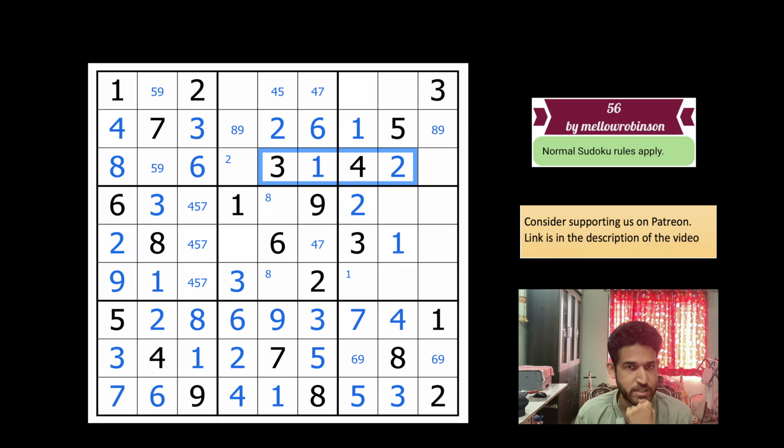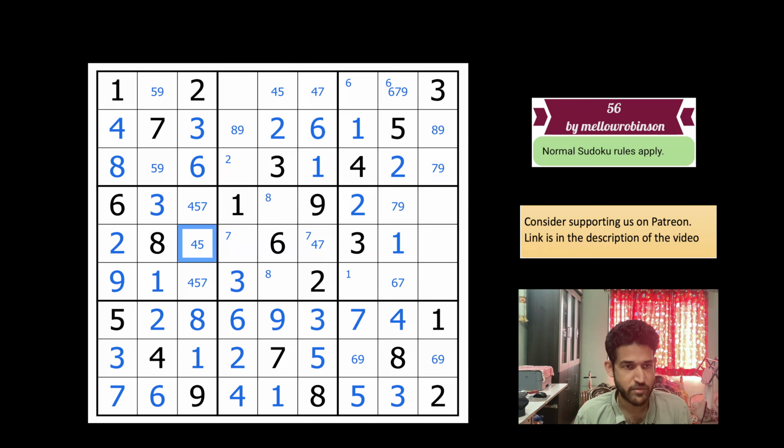1, 2, 3, 4, 6, 8. So 5, 7, 9. This is 7, 9. 7, 8, 9. So 6 goes in one of these 2 cells. 1, 2, 5, 3, 4, 8. So I need to put 6, 7, 9. So this is 6, 7, 7, 9 and 6, 7, 9. And 7 is not in these 2 cells. So 7 goes here, which means this isn't a 7.